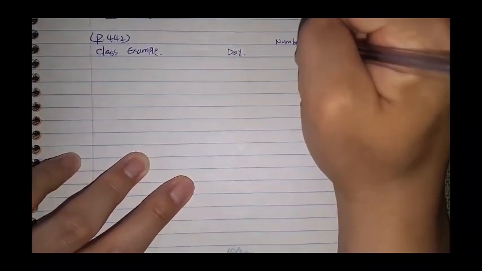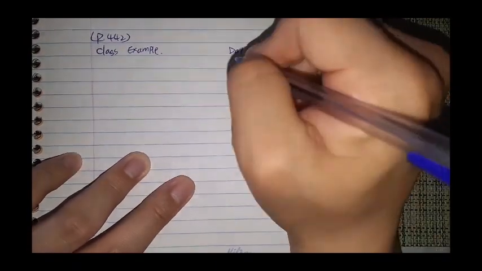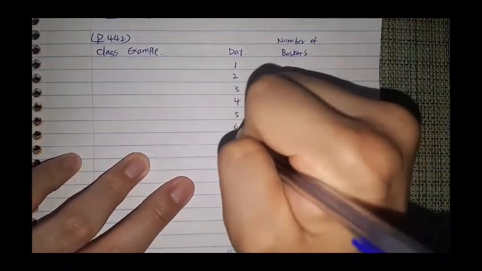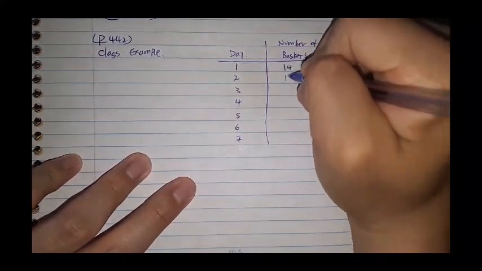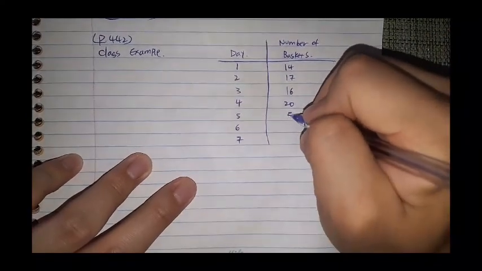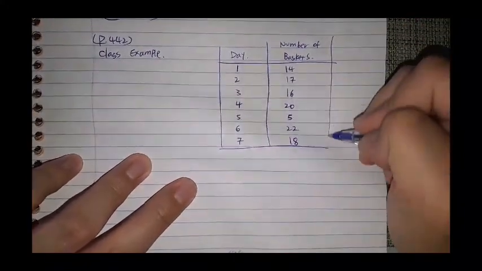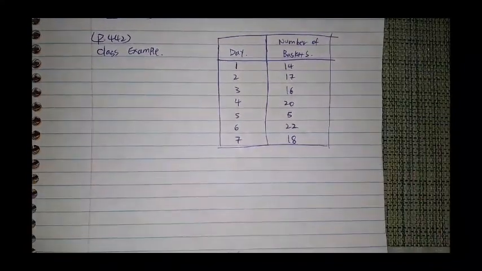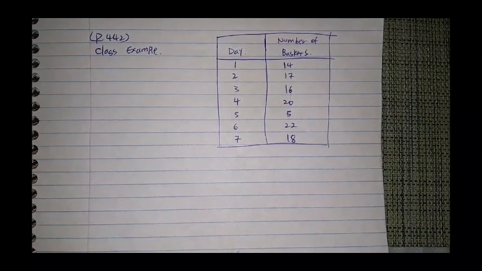So, Shannon has day and number of baskets. Basically day 1, Sunday, all the way to 7 days, and the number of baskets out of 25: 14, 17, 16, 5, 22, 18, 20. Although the textbook shows Sunday, Monday, I just put 1, 2, 3, 4, 5, something like that. And we are basically going to determine the outlier and the effect from it.